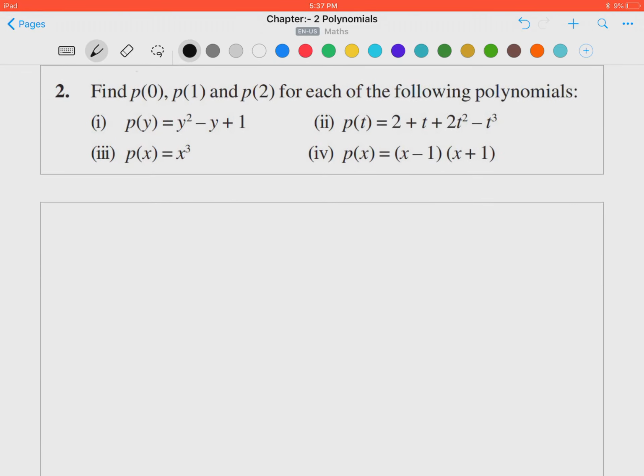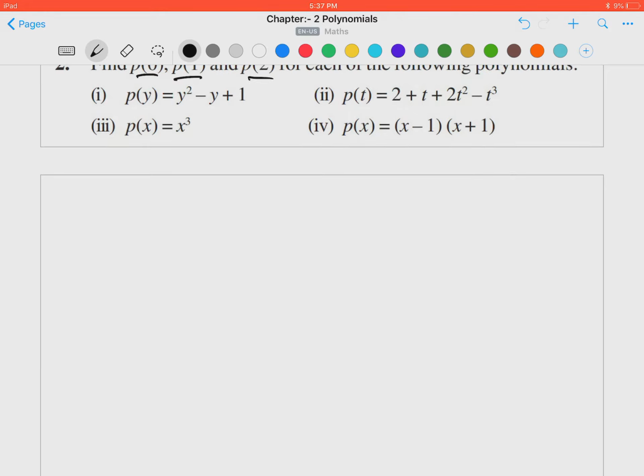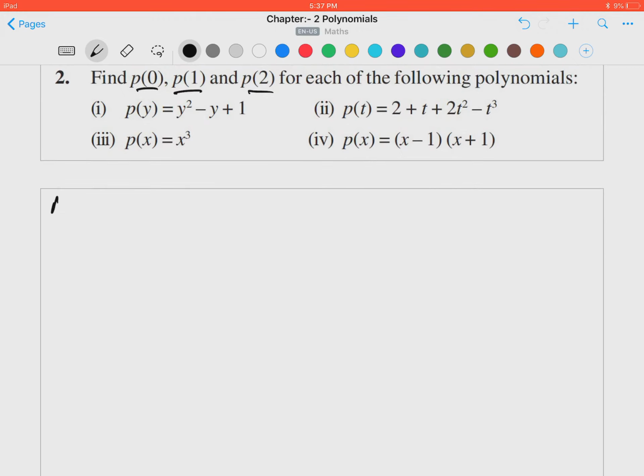Moving ahead to the next question: find p(0), p(1), p(2) for each of the following polynomials. That means we have to find the value of the given polynomials at first p(0), that means we will put the value of the variable as 0, then 1, then 2. Let's start with part 1. Question number 2, part 1.